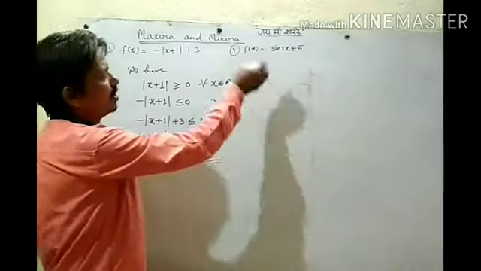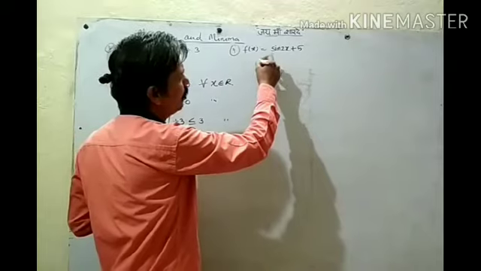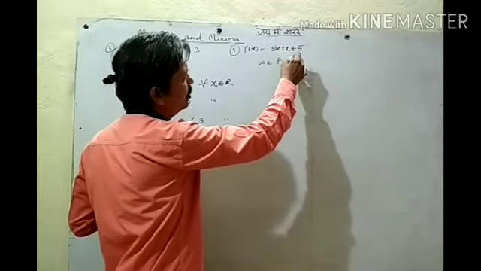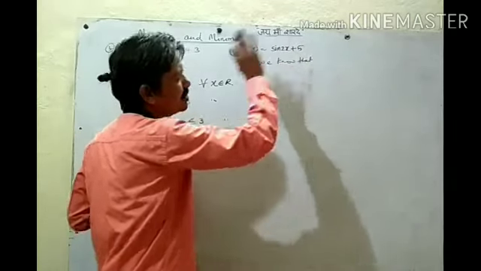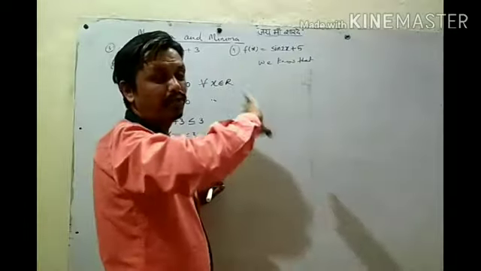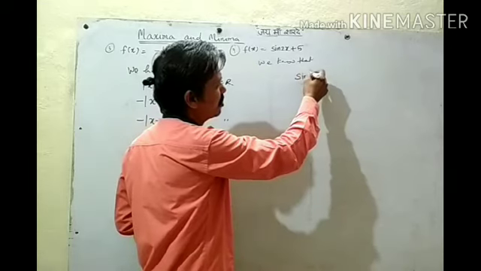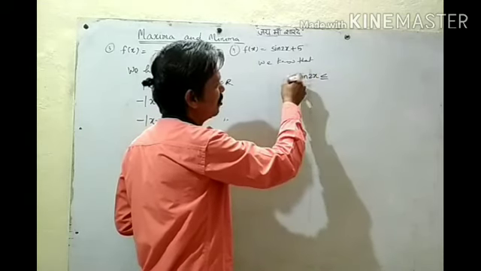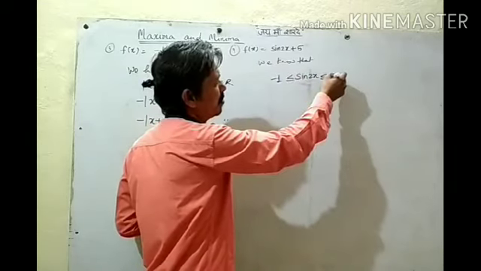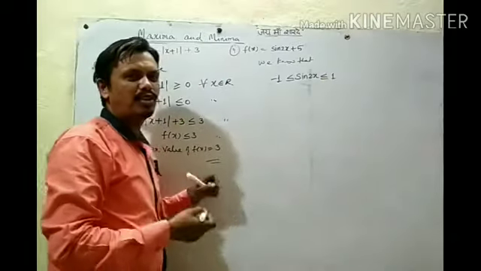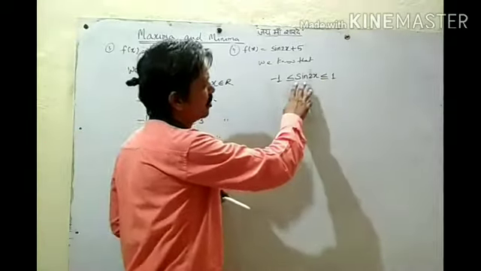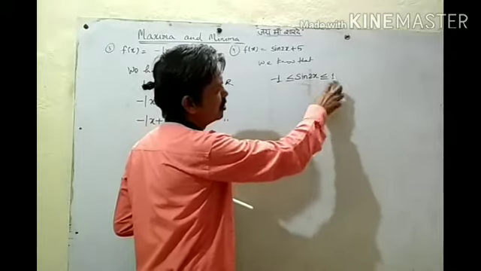Okay, then for this function we know that the value of sin x always lies between -1 and 1. Sin x always lies from -1 to 1. So sin 2x we can write from -1 to 1. In case of sin cos, we can use this trick. Sin cos always lies from -1 to 1.